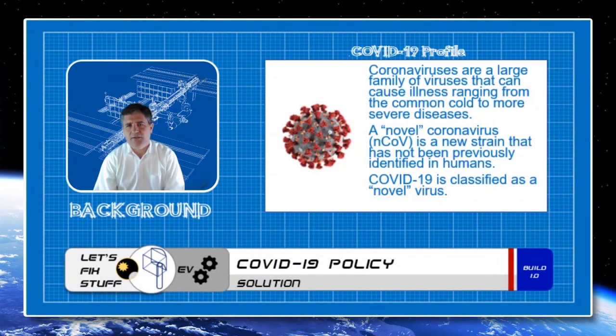So what exactly is COVID-19? Well, COVID-19 is one instance in a family of viruses known as coronaviruses. COVID-19 is known as a novel virus essentially because it hasn't been seen before. It's a new strain.